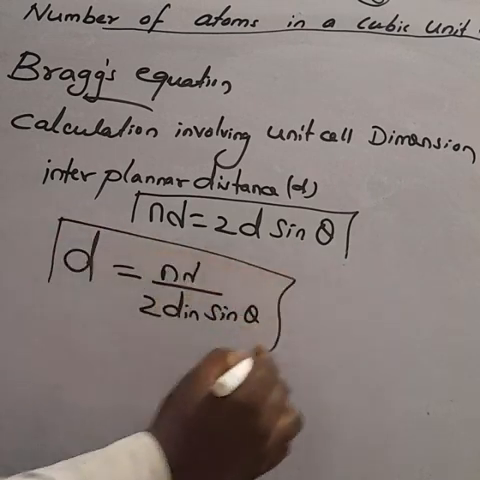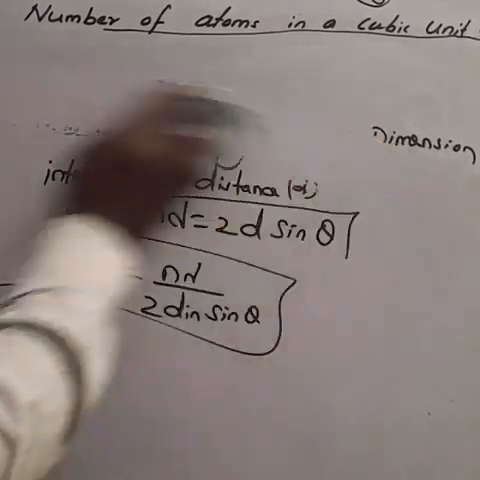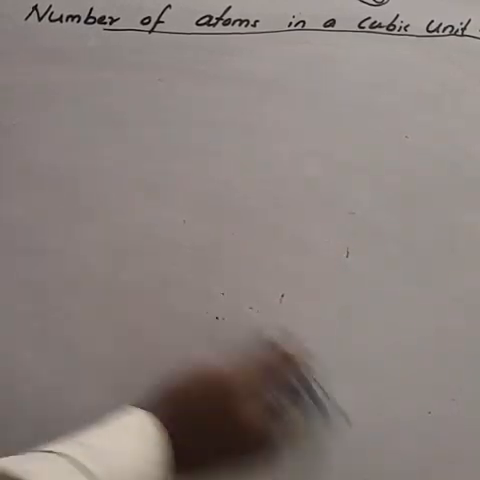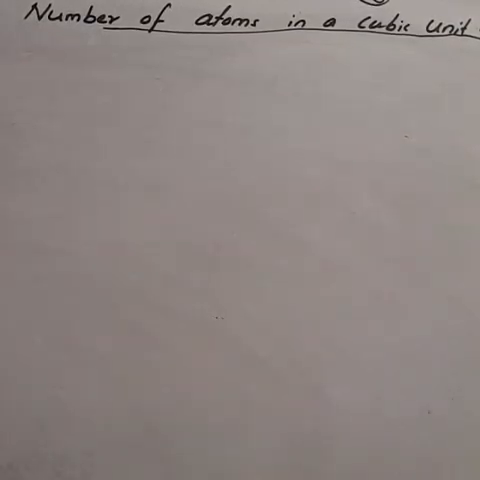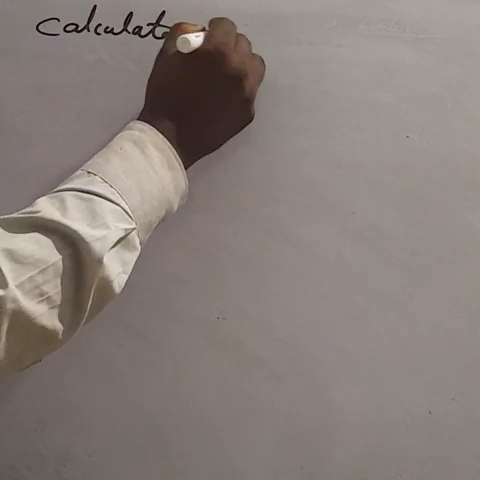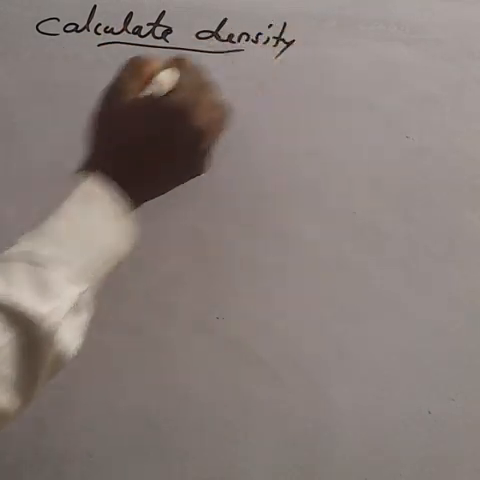Next, how can you calculate density? Derive the density of a unit cell. That is the question. Calculation of density. Based on the edge length of the unit cell, we can calculate the density. Density means, all of you know that one, rho.